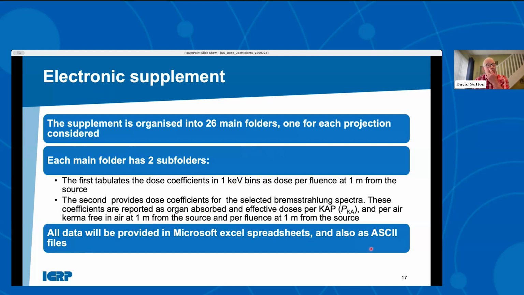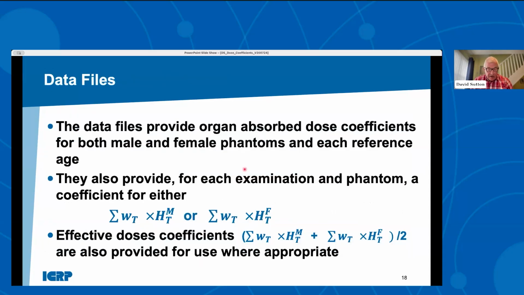The data will be provided in Microsoft Excel spreadsheets and also as ASCII data files. And you've already seen this slide from Nina. The data files provide organ absorbed coefficients for both male and female phantoms at each reference age. They'll also provide for each examination a coefficient for the male contribution to the effective dose and the female contribution to the effective dose, and of course, in most cases, where appropriate anyway, effective dose coefficients, which is the sum of these divided by 2.